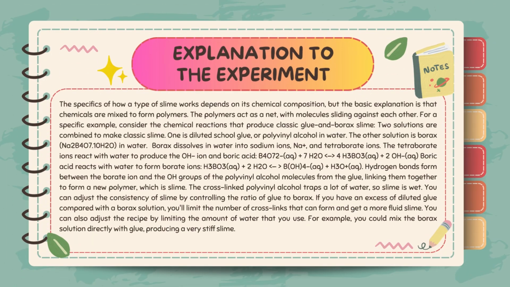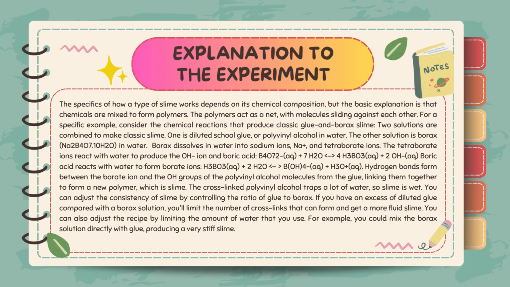Next slide is the explanation to the experiment. The specifics of how a type of slime works depends on its chemical composition, but the basic explanation is that chemicals are mixed to form polymers. The polymers act as a net with molecules sliding against each other. For a specific example, consider the chemical reaction that produces classic glue and borax slime. Two solutions are combined to make classic slime.